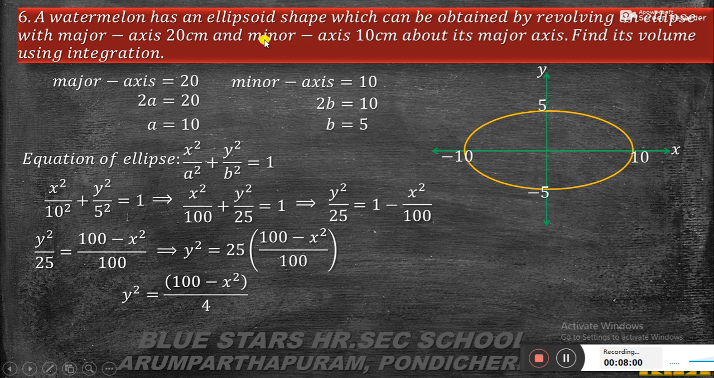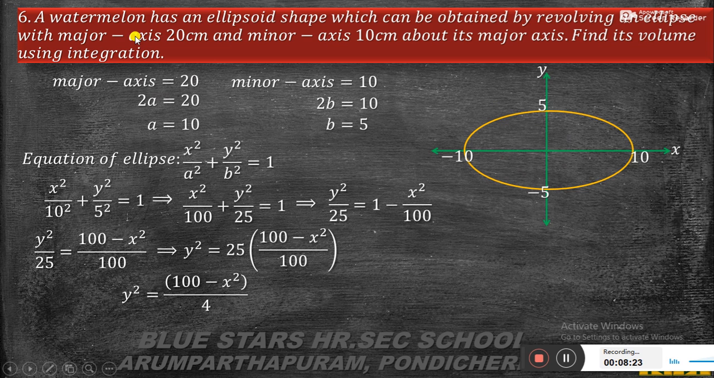So here you see the question. This is a watermelon. We know the watermelon fruit is like the shape of an ellipse. It is an ellipsoid shape which can be obtained by revolving an ellipse with major axis 20 cm and minor axis 10 cm. It is revolving along the major axis. And next they ask the question: find the volume using integration.